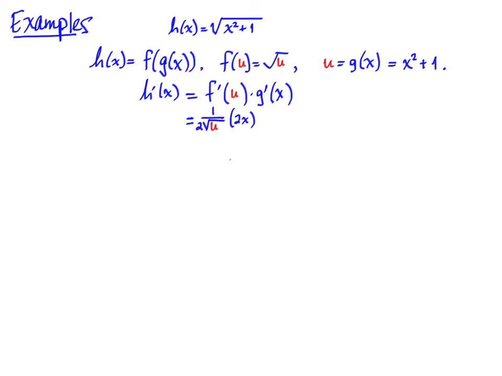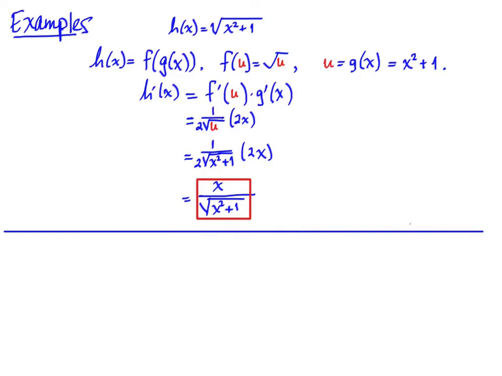So this is f prime of u times g prime of x. And now, instead of using u, we're going to use x squared plus 1, because that's what u was defined to be. So we have 1 over 2 times the square root of x squared plus 1 times 2x. And this could be simplified a tiny bit. We get x over the square root of x squared plus 1. All right, we don't always have to write in terms of u.